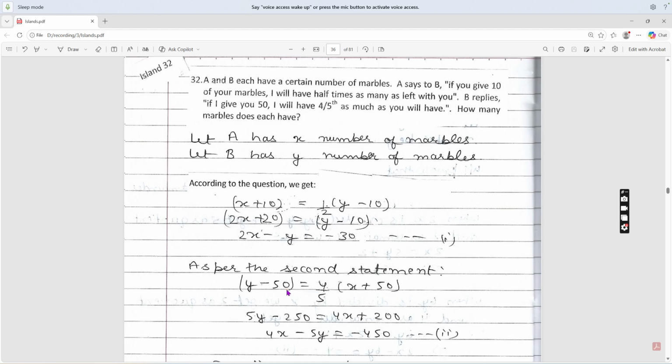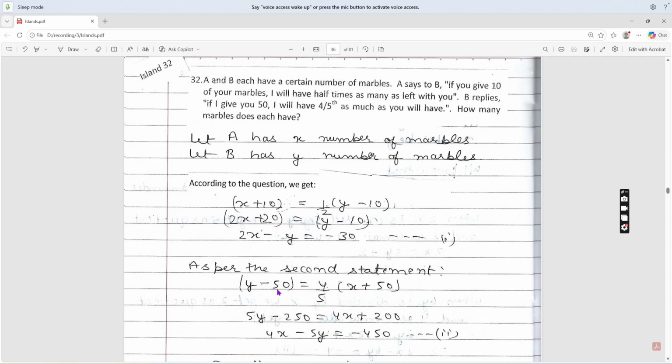So hence the new number of marbles held by B would be Y minus 50, and the new number of marbles held by A would be X plus 50, because the original number of marbles held by A was X, so his new marbles would be X plus 50 in the second case. And the ratio is given as 4 by 5, which is clearly mentioned here: B replies, if I give you 50, I will have 4/5 as much as you will have. So Y minus 50 is equal to 4 upon 5 into X plus 50.